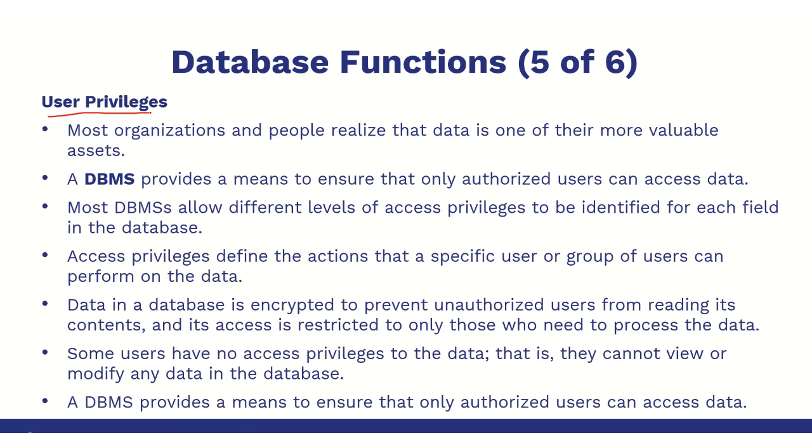Now, in the Access database, the privileges define the actions that a specific user or a group of users can perform on the data. I mean, in any database you should be able to do that, not just Access. The data in a database is encrypted to prevent unauthorized users from reading its content, and its access is restricted to only those who need to process the data. Some users have no access privileges to the data, that is, they cannot view or modify any data in the database. A database management system provides a means to ensure that only authorized users can access the data.